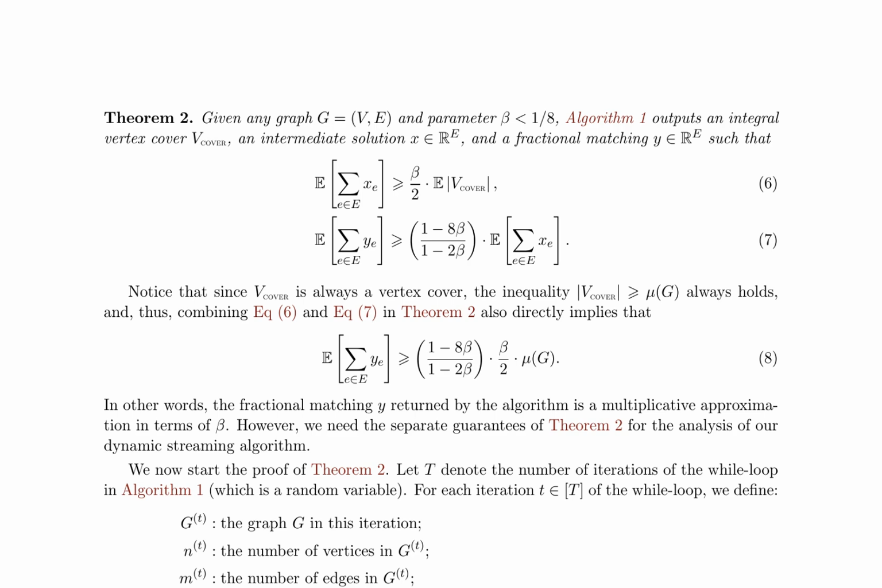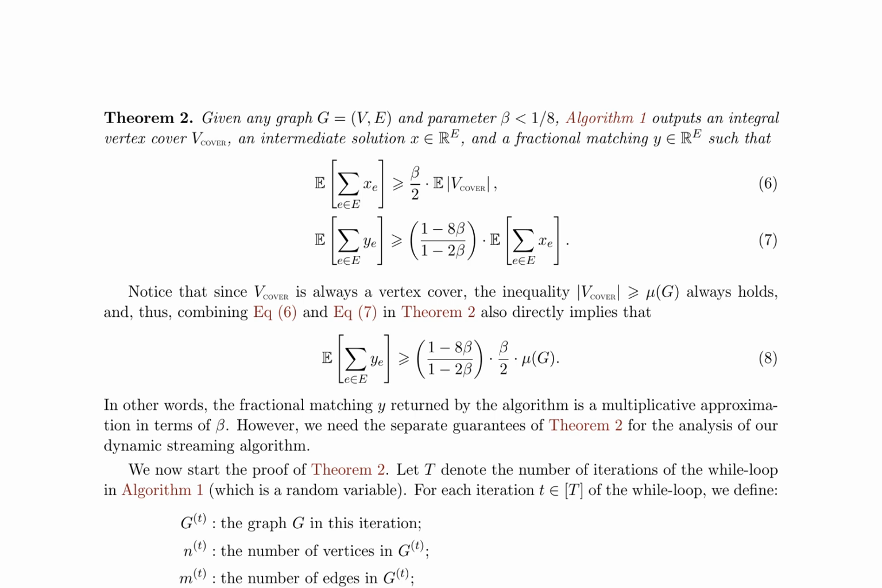cover V_cover, an intermediate solution X, and a fractional matching Y such that the expected size of the vertex cover is at least beta times the expected size of the intermediate solution, and the expected size of the fractional matching is at least a multiplicative approximation in terms of beta.